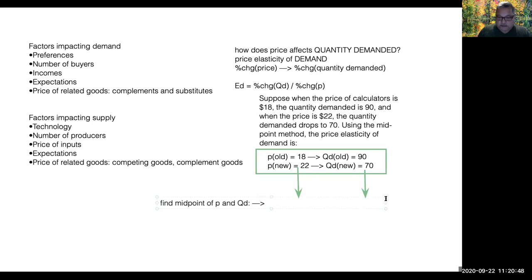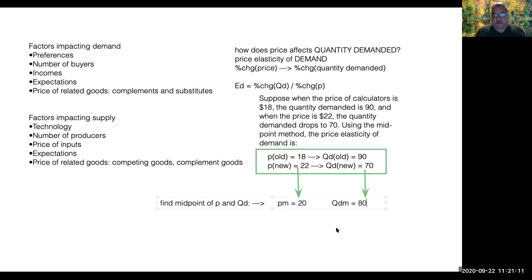So you can see that the midpoint for the price change is 20. So I'm going to call that PM for price midpoint. It's 20 because that's between 18 and 22. And the midpoint for the quantity demanded is 80 because that's the midpoint between 70 and 90.